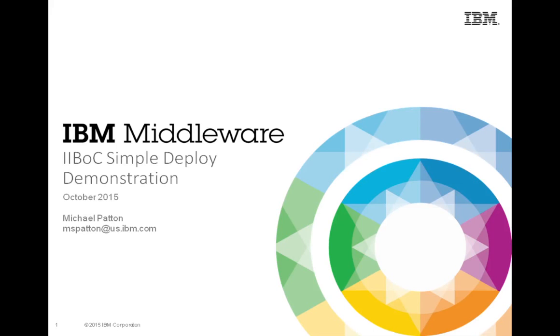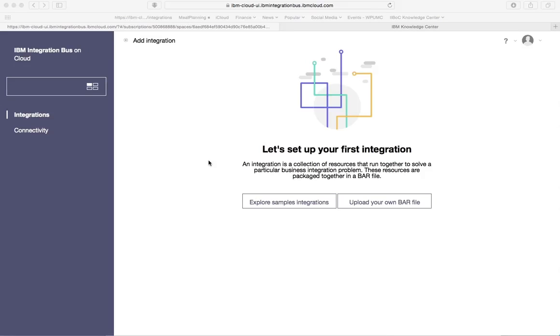Today, I'm going to demonstrate the simple deploy and execution of the sample bar file that is provided with your cloud subscription. The first thing you see when you log into the cloud is a blank slate with 2 buttons. You can either explore the sample bar file provided with the cloud, or you can upload your own bar file. The upload and execution of either is the same. Therefore, let's just take a look at the sample provided to keep things simple.